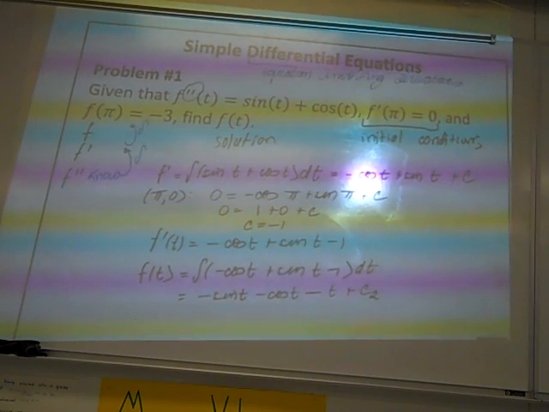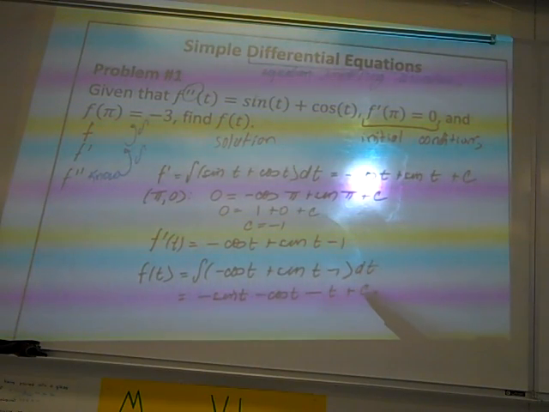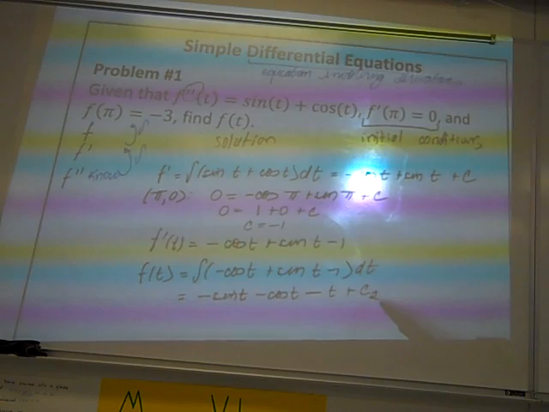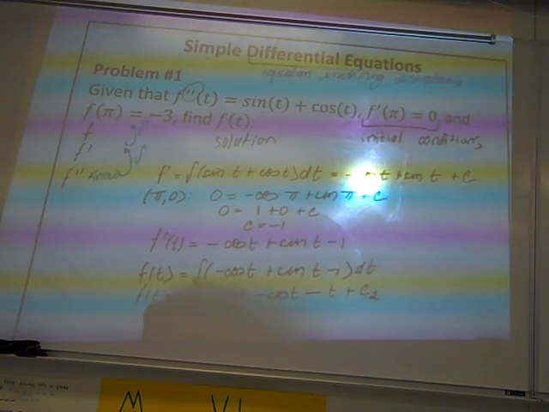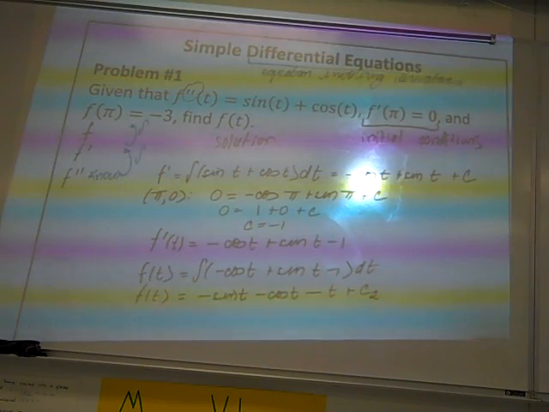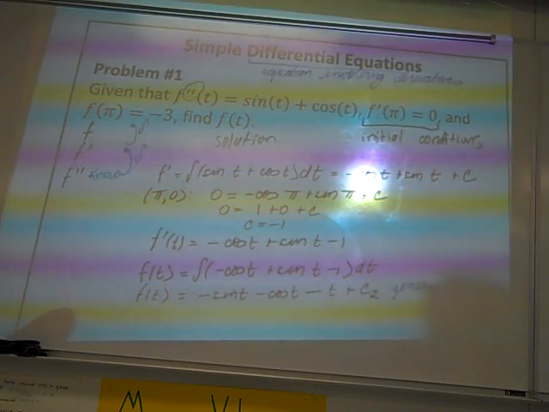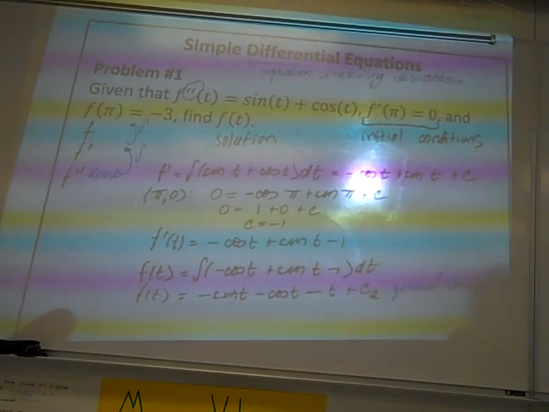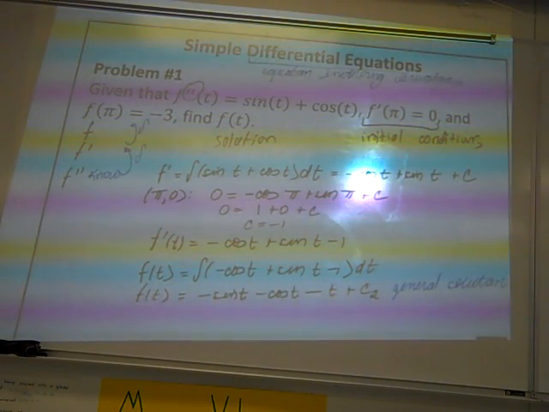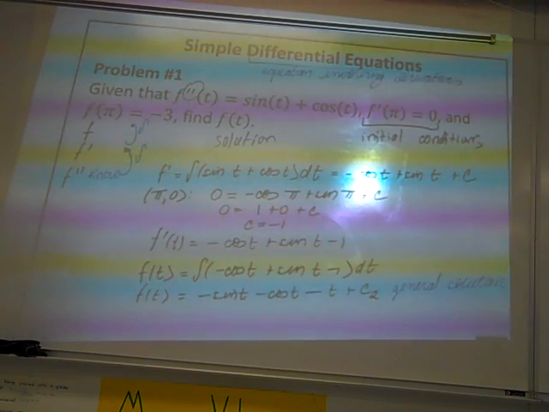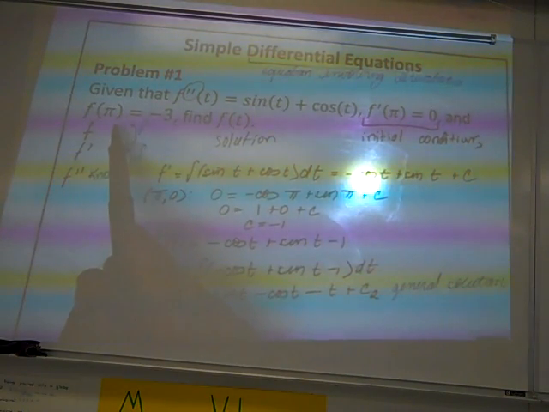And since this is the second time where I'm seeing c showing up, I'm going to refer to it as c2. So this is f of t. I would call this solution here a general solution. This is a general solution because we haven't actually figured out what our constant of integration is. Of course, we can do that if we use our other initial condition.